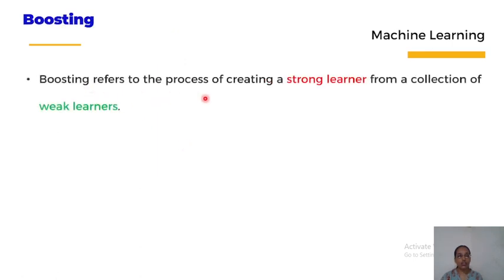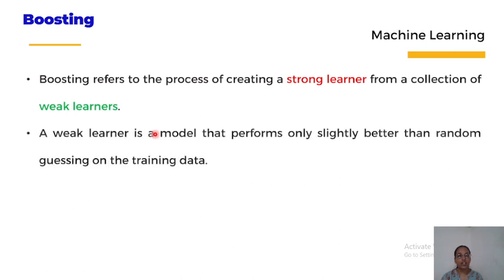Boosting refers to the process of creating a strong learner from a collection of weak learners. We use boosting for combining weak learners with high bias. Here, a weak learner is a model that performs only slightly better than random guessing on the training data. Or in another way, we can say that a weak learner hasn't learned much from the training data.